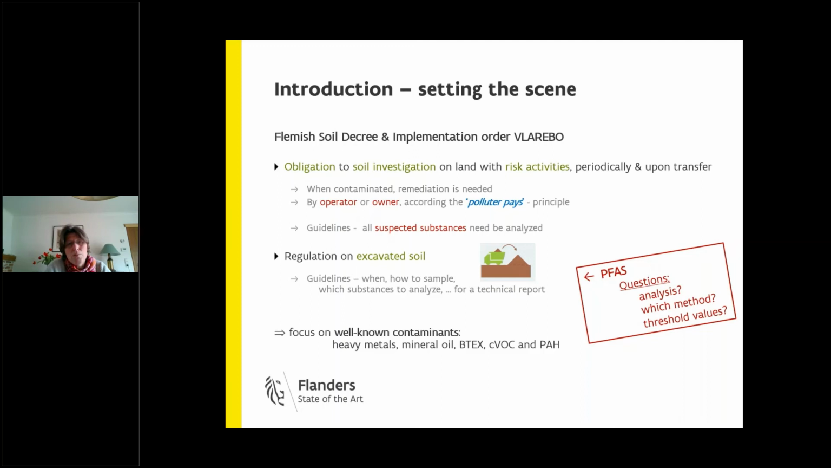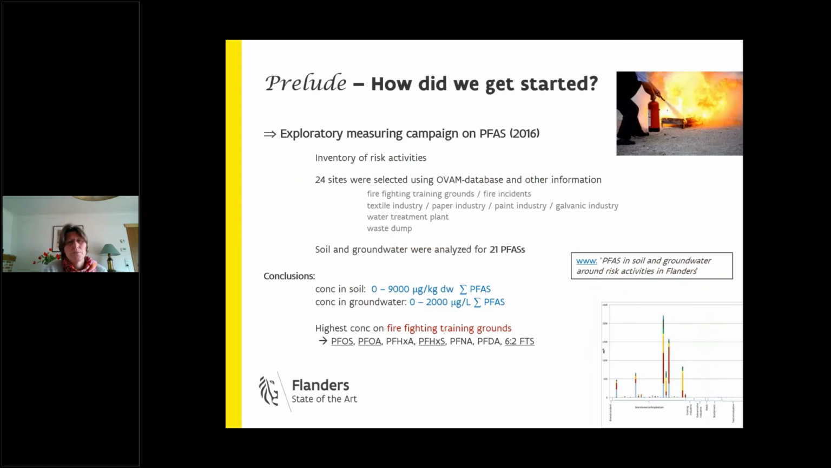For us as authorities, it gave a lot of problems because we didn't know how to proceed, because we had to take decisions on issues of which we know very little. So what did we do to get started? In 2016, we started with an exploratory measuring campaign on PFAS to do a global risk assessment for Flanders. First, we started with an inventory of risk activities.